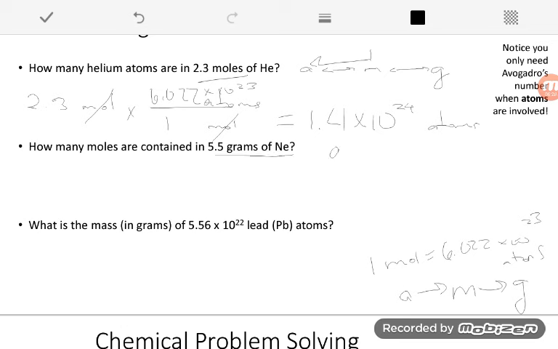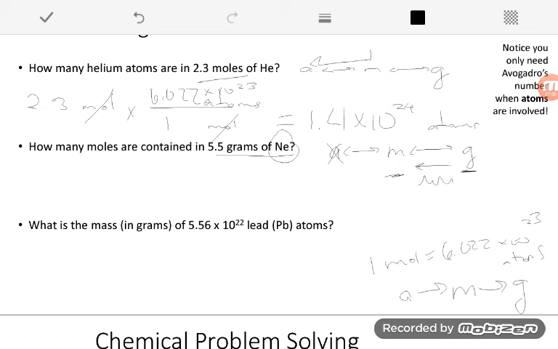So this time, if we think about our atoms, moles, grams, we're starting in grams, and we want to end in moles. So we're going from grams to moles. That means we're not going to use atoms at all. If we're not using atoms, you are not going to use Avogadro's number. That's the only time we use that 6.022 times 10 to the 23rd. If you're going between grams and moles, that's when you use the molar mass.